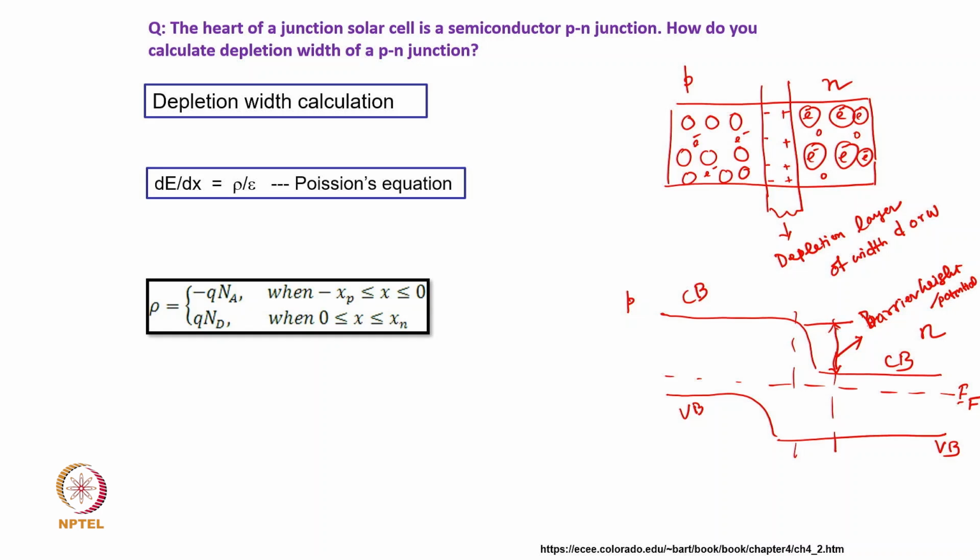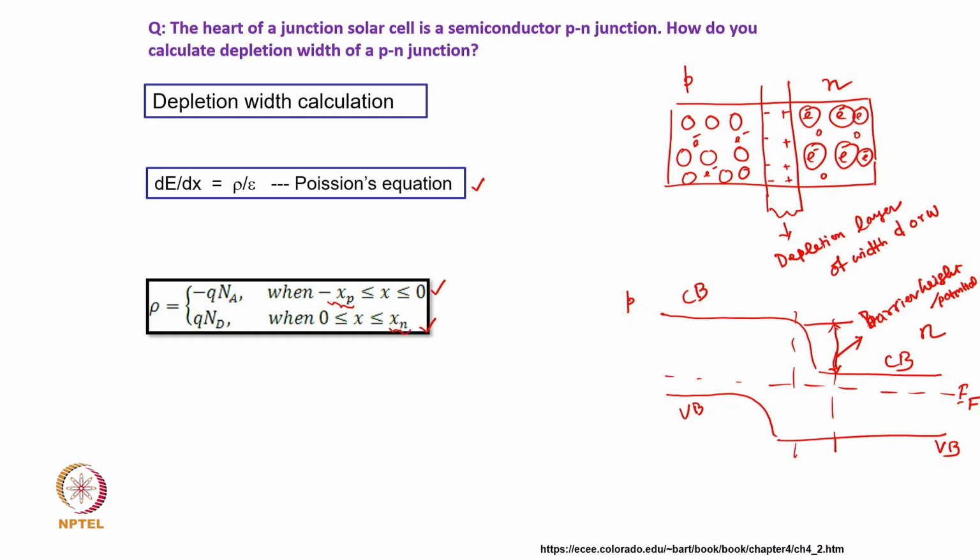So, let us start from the simple Poisson equation, because it is a problem of electrostatics. We have to calculate the electric field and the potential, and from there we have to calculate the depth. The Poisson equation tells how the gradient of the electric field varies, and it is dependent on charge. Suppose the depletion region extends towards the n side and also towards the p side. So, this side it is minus x p and this side it is x n.